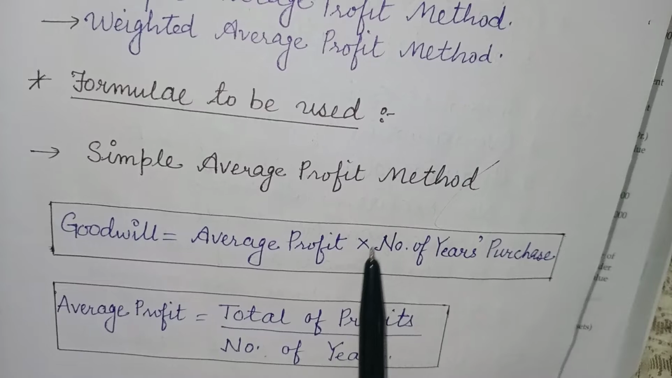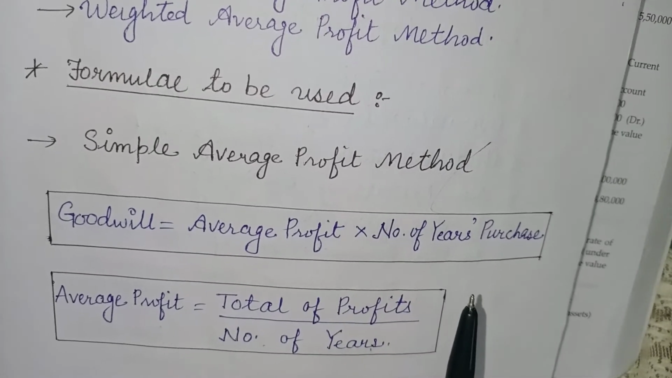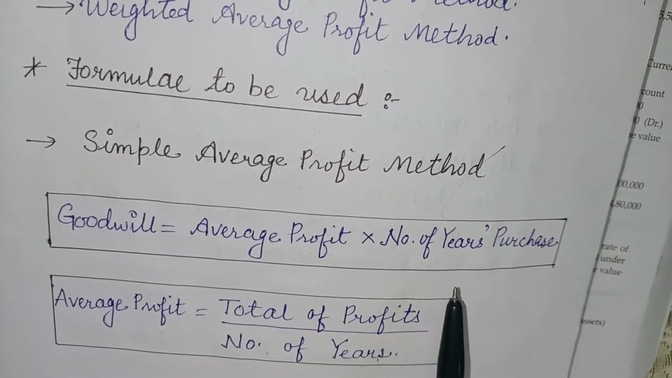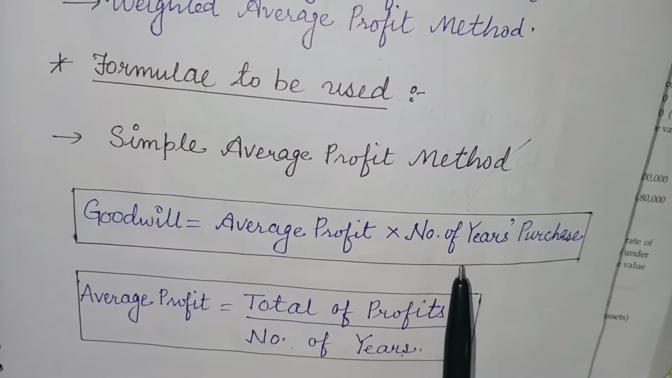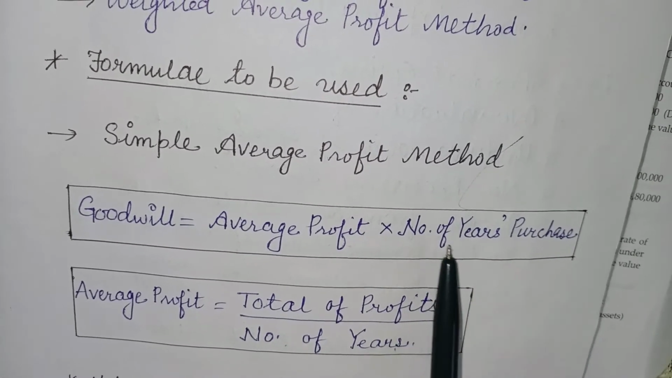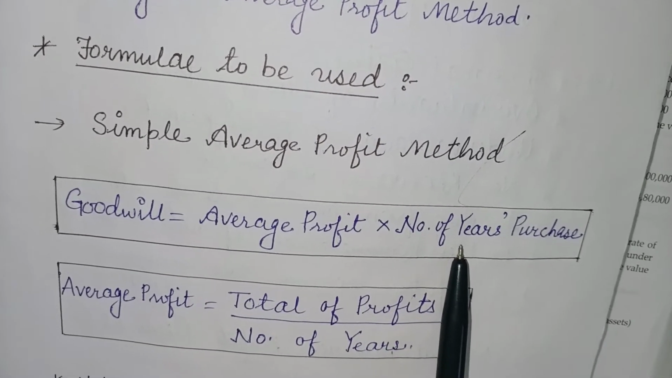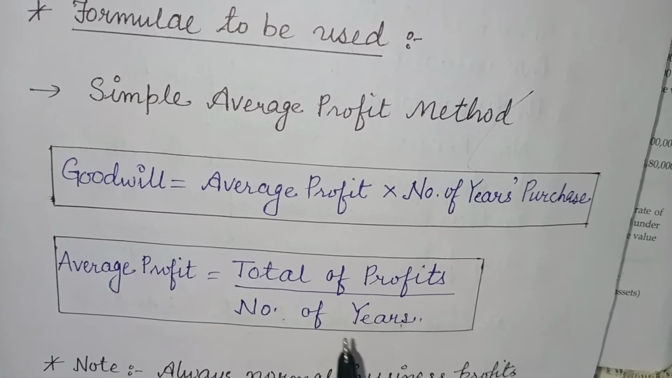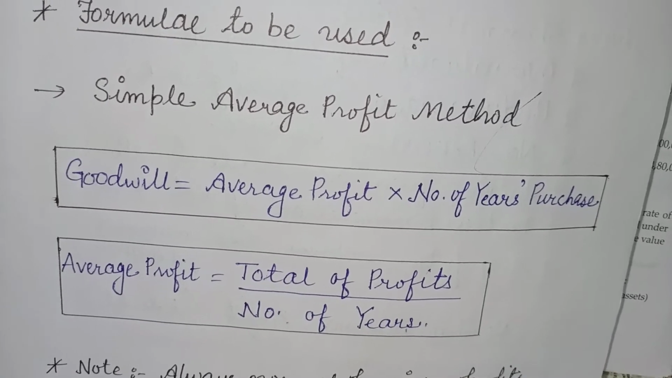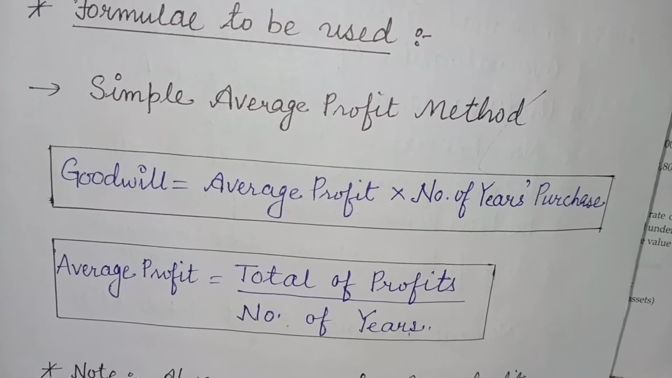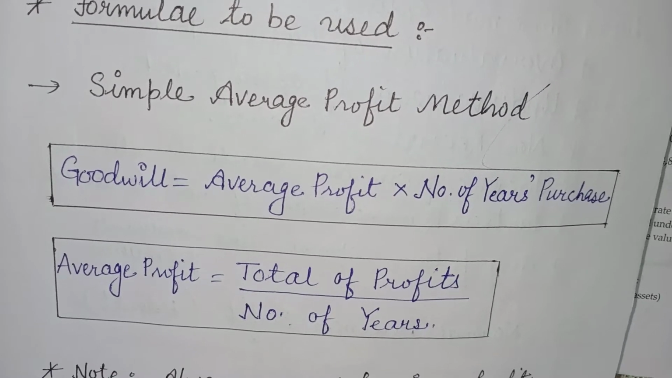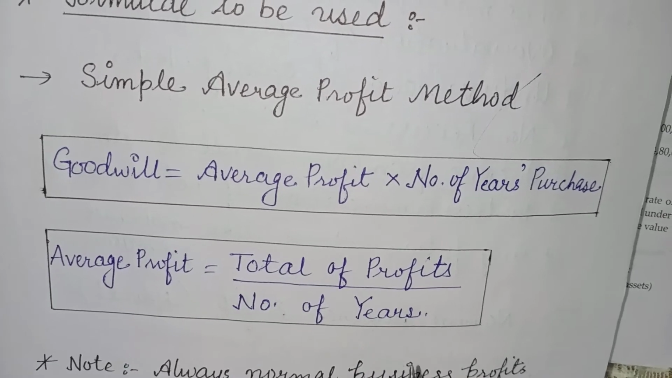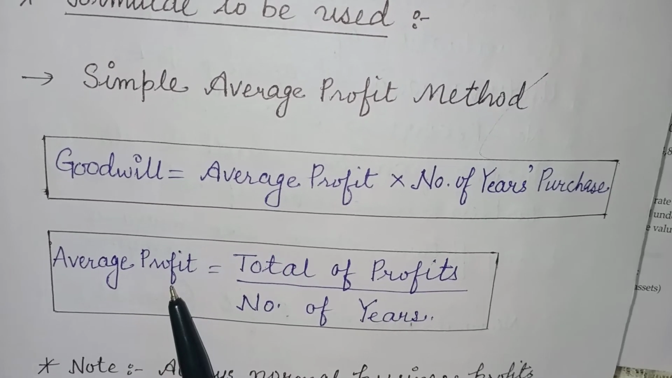Number of years purchase is the number of years up to which the firm is expecting to earn the same profit as earlier it was earning after the purchase, 3 years or 4 years. This will be mentioned or given in the question, so we need not worry about this one. Average profit, total of profits: profit of first year plus profit of second year plus profit of third year, but in case loss is given in the question, that loss will be deducted, divided by number of years. Suppose 4 years profit is given, so 4 will be taken, and then we can calculate the average profit.